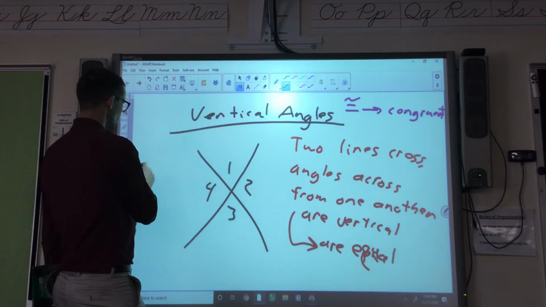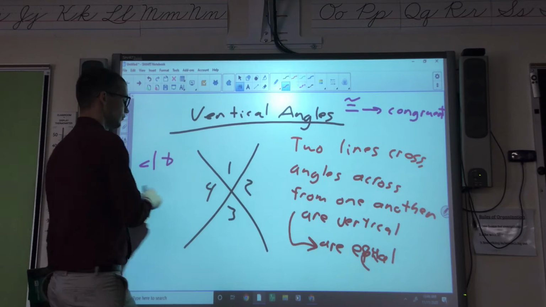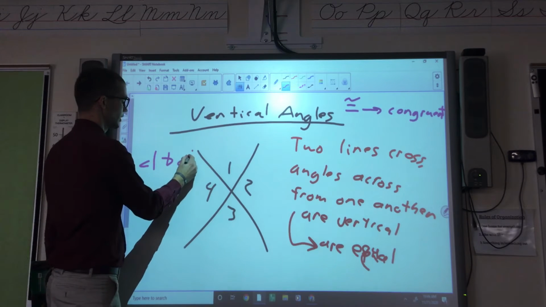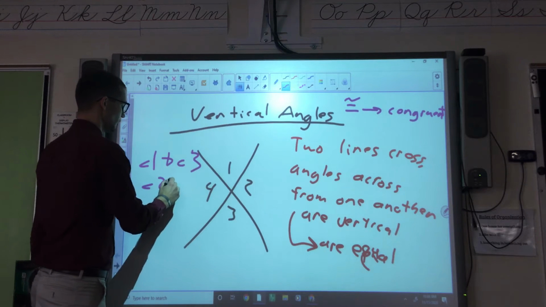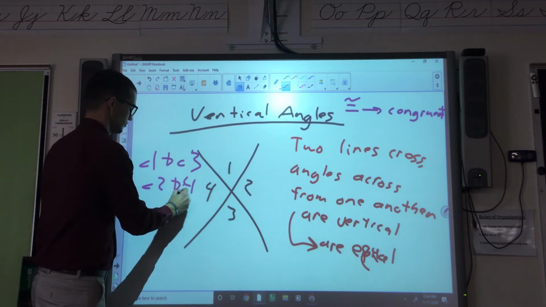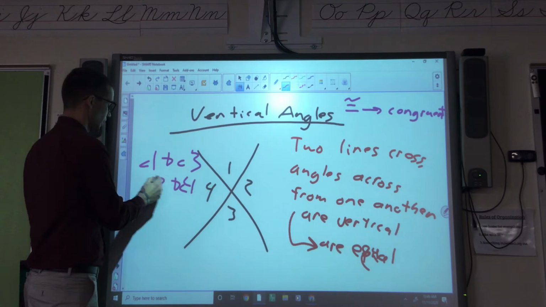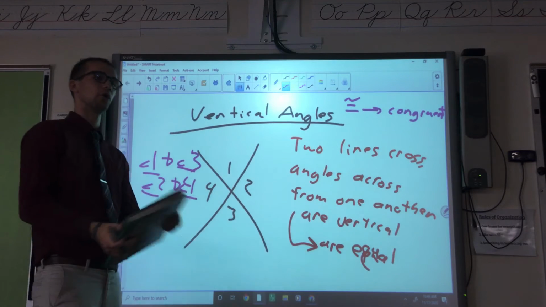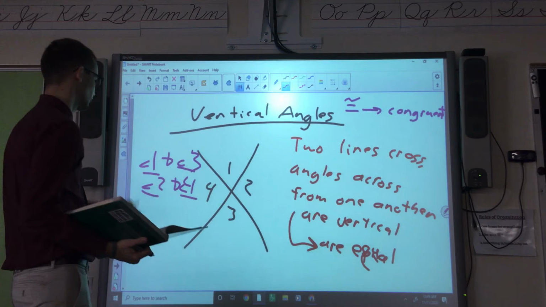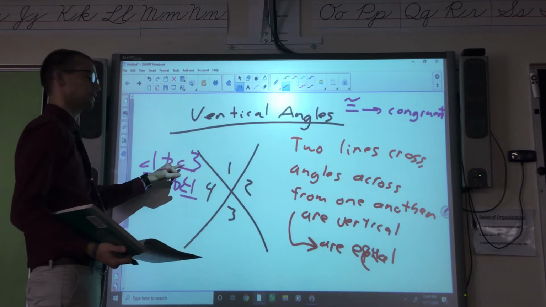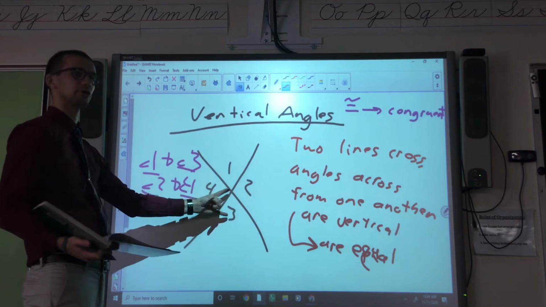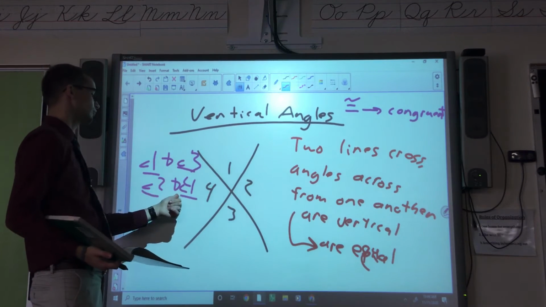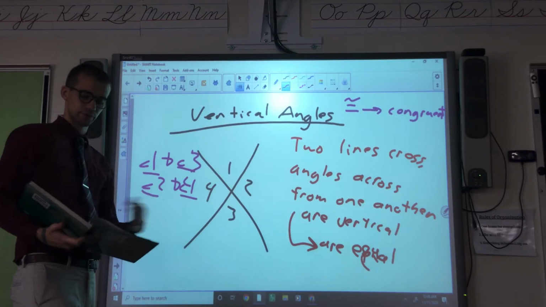So angles 1 and what's the other congruent angle? 3. Yep, angles 1 and 3, and then angles 2 and angle 4. When you're naming angles, you have to put this little angle symbol in front of it. Otherwise it's not the measure of an angle. This right here says the measure of angle 1 is equal to the measure of angle 3 because they're congruent. They're vertical angles. The measure of angle 2 is equal to the measure of angle 4. They're congruent. They have the same measure.